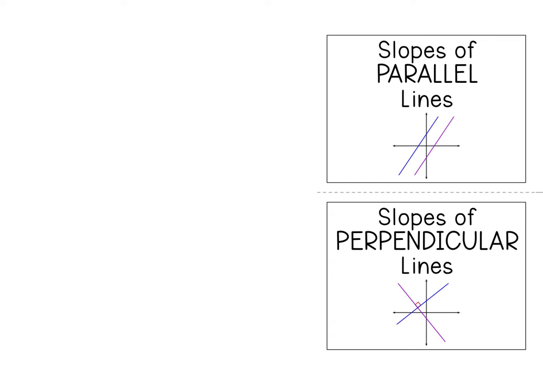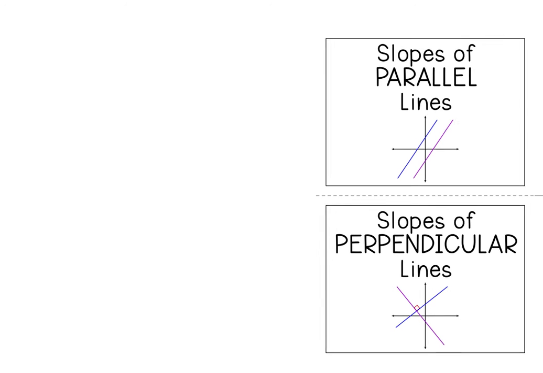So you remember on Friday that we reviewed how to find the slope from a graph, which is just counting rise over run, and how to find slope from 2 points, which is the formula. Today we're going to look specifically at what it means when the lines are parallel, what to look for in their slopes, and then the same thing for perpendicular.